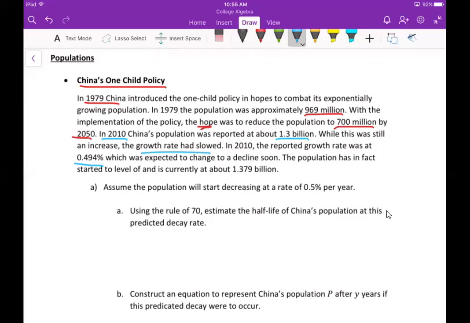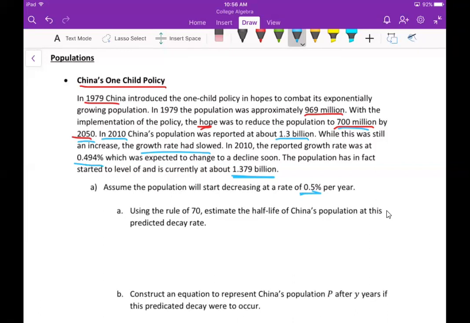Let's see if they even have a chance of making this goal of 700 million by 2050, if we assume, okay, that it started to level off right around 1.379 billion, okay? That's what's kind of happening now. So if we assume not only has it just leveled off, but if we assume it starts to decrease, and let's give it a low decay rate. Let's say they can start to get the population to decrease at a 0.5% per year rate. Then will they ever make it to that goal of 700 million by 2050?